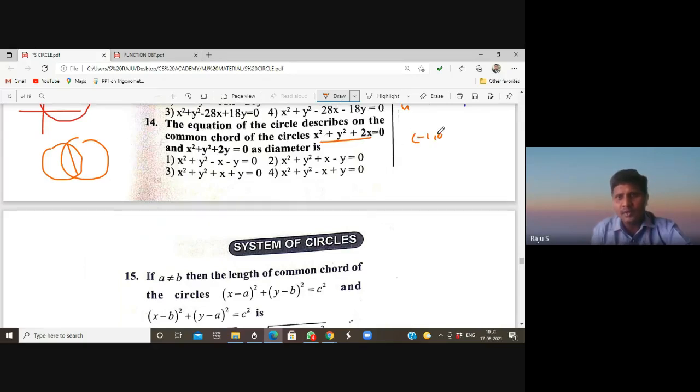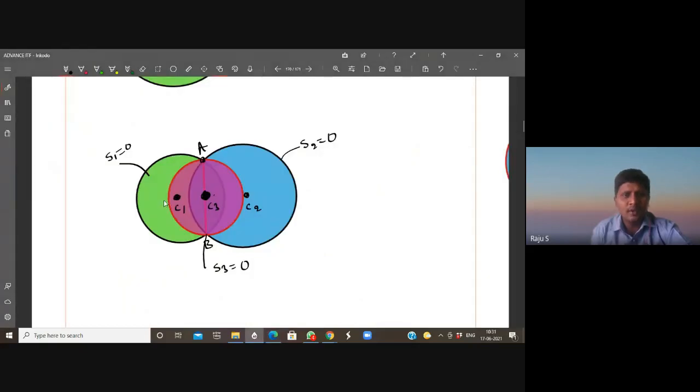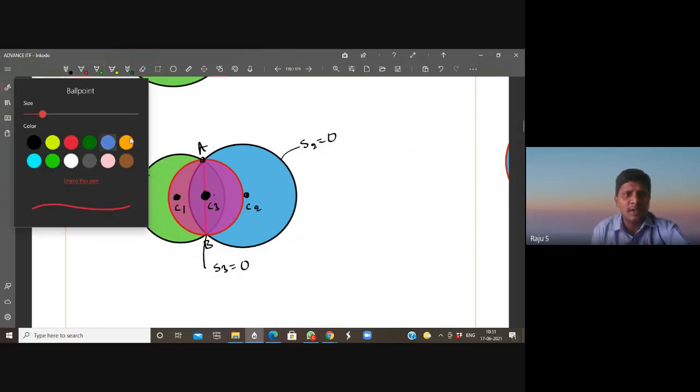What is the center of the first circle? Anyone? Minus 1 comma 0. Yes or no? 2x means half of 2 is 1, and the plus sign becomes a minus sign. Okay, C1. C2, the center of the second circle, 2y: shall I take 0, minus 1? Yes. So C1 is minus 1, 0.